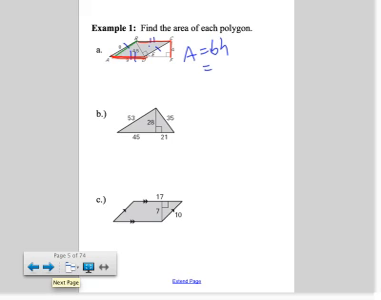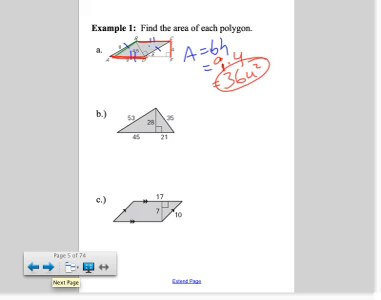So we're going to use 9 times 4 to find our area. And we all know that 9 times 4 is very simply 36. Okay, and we should probably put 36 units squared since we are talking about area.